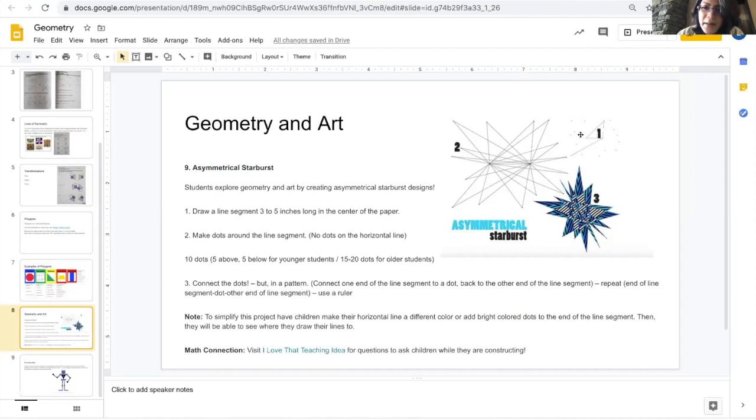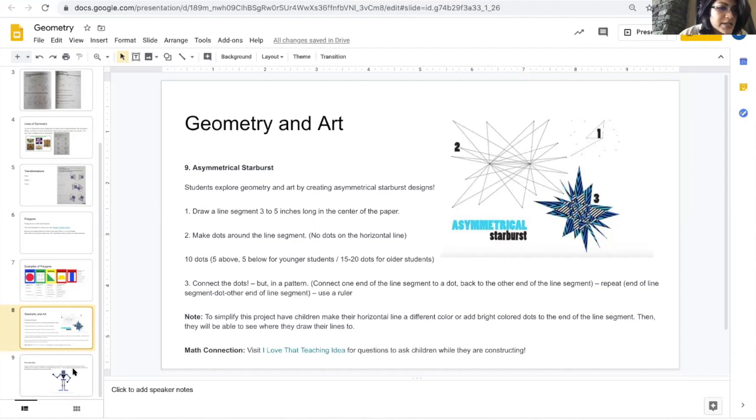So for example, you'll connect one end of the line segment to a dot, back to the other end of the line segment, repeat, and then make sure that you're using a ruler so you get nice straight edges. And then after you're done, you'll end up with something like this. So you'll have multiple line segments connected with each other, and it should make an asymmetrical starburst pattern.